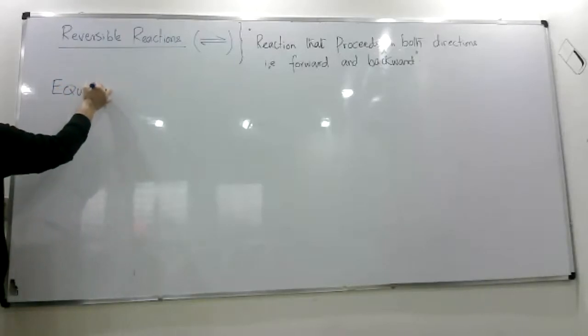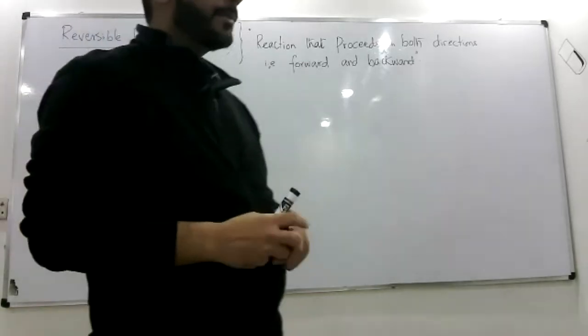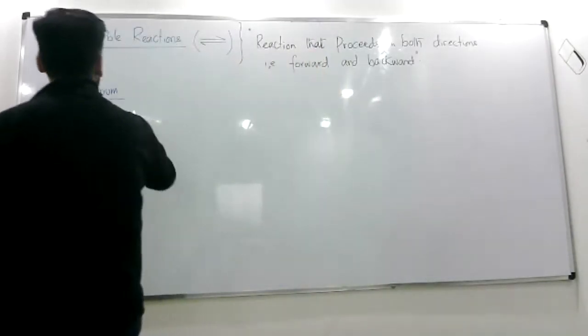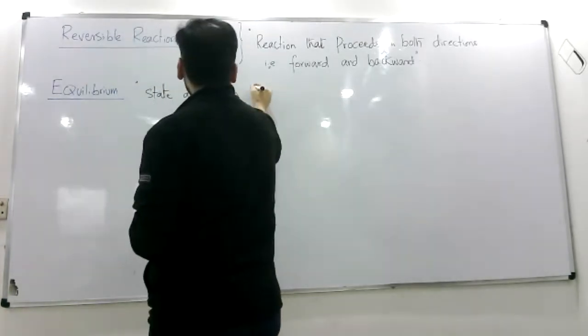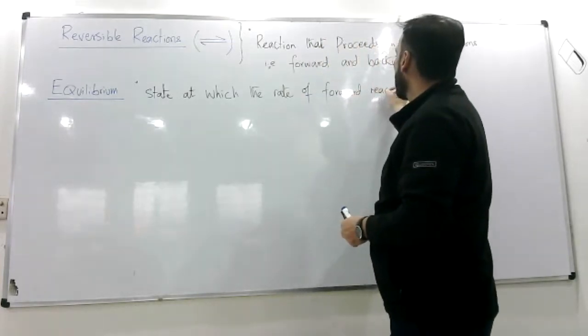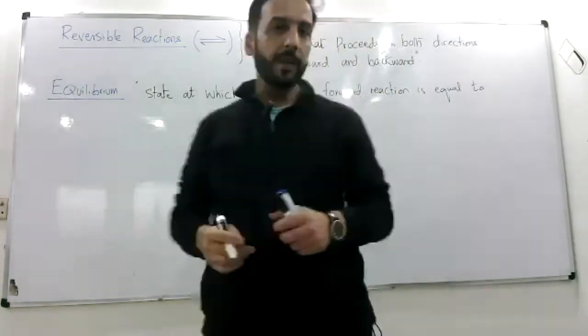Before I give you an example, let's define another thing here, which comes in the definition part, and that is equilibrium. Equilibrium. इसी के साथ next लिख. अच्छा, अब equilibrium is that state at which the rate of forward reaction is equal to the rate of backward reaction. Let's write this definition first. It is that stage or state at which the rate of forward reaction is equal to the rate of backward reaction.